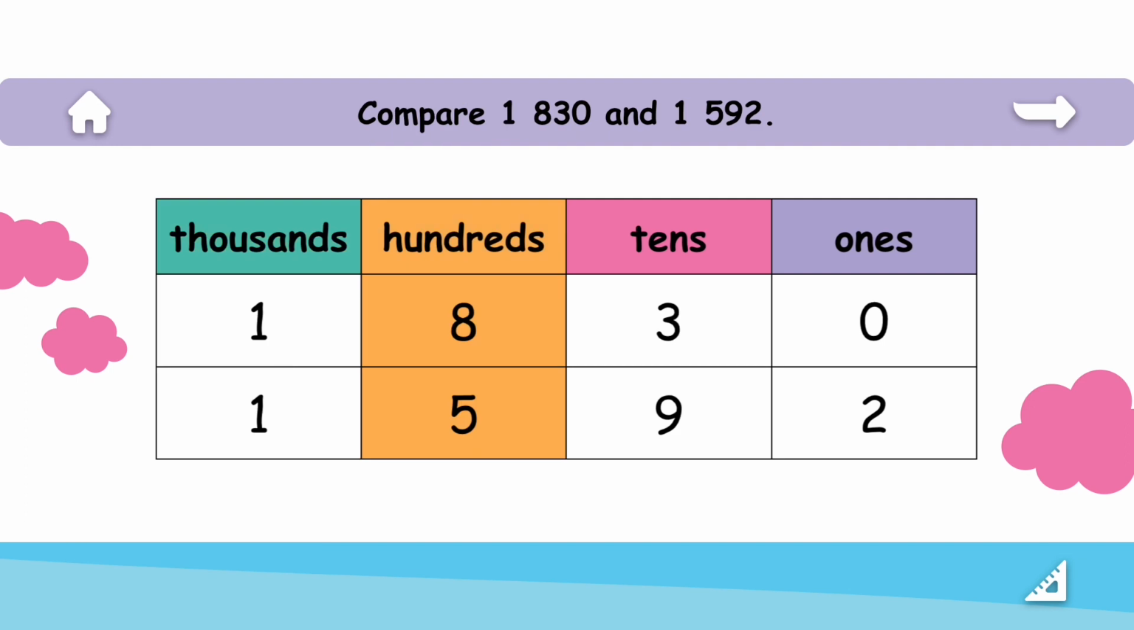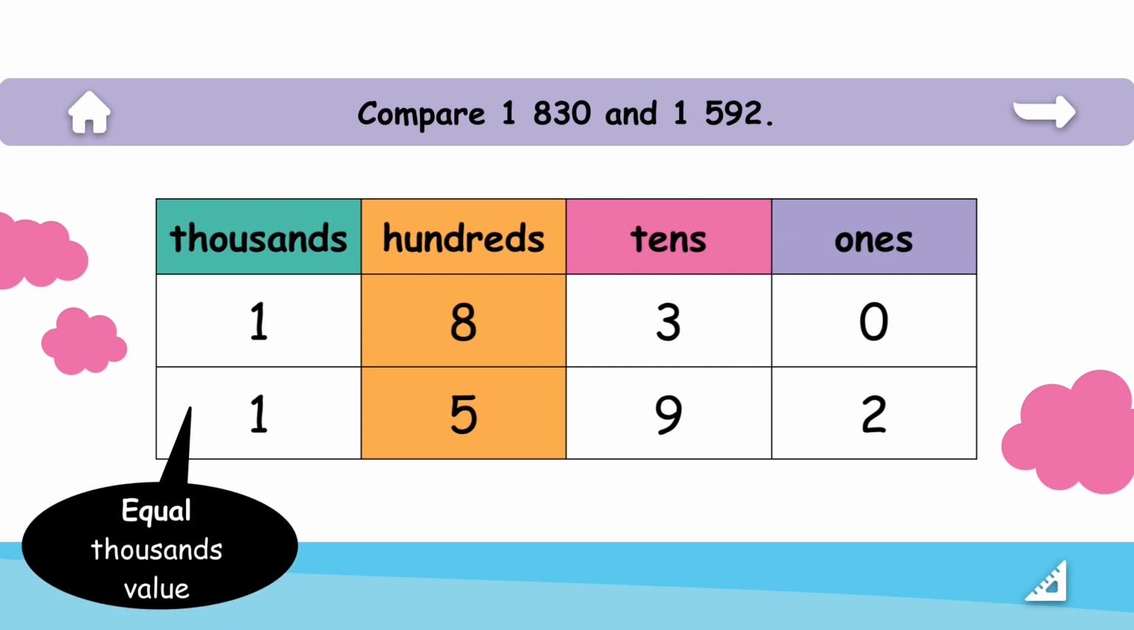1830 and 1592. First, we need to arrange both numbers according to their place value, starting with thousands, hundreds, tens and ones. Next, we need to compare the numbers from the largest place value to the smallest place value. So, let's look at the thousands. As we can see, both numbers have an equal thousands value, which is digit 1. So we cannot compare these numbers using the thousands place value.